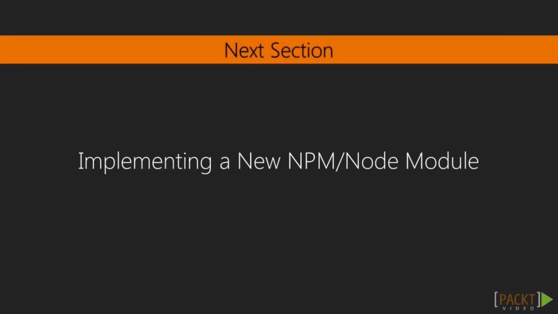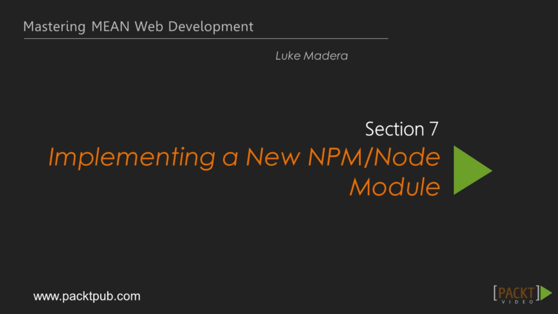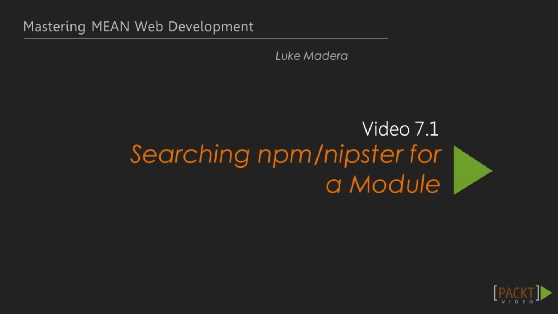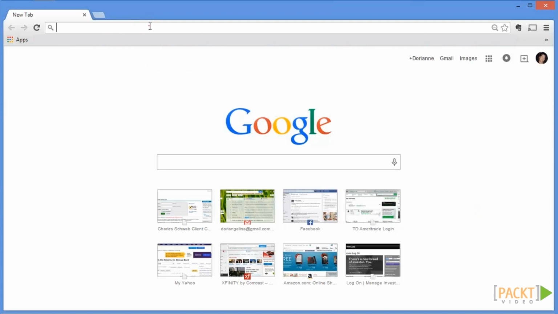And in the next section, we'll go over how to search for and add new NPM backend node modules to our app. In the last section, we went over adding a front-end Bower module to your application. In this video, we're going to learn how to search for and add new NPM backend node modules to our app. So there's two primary places you can search.